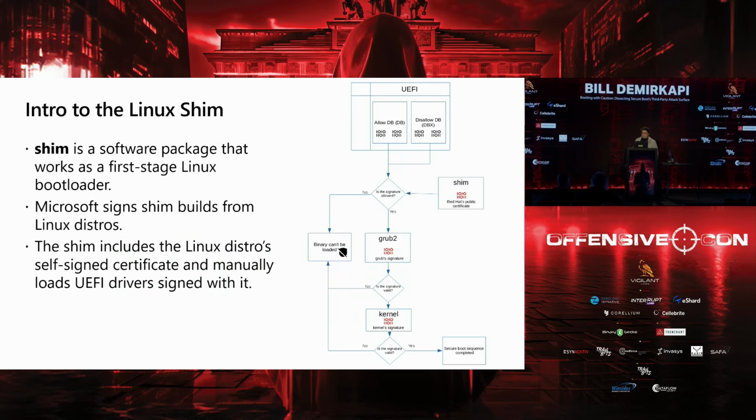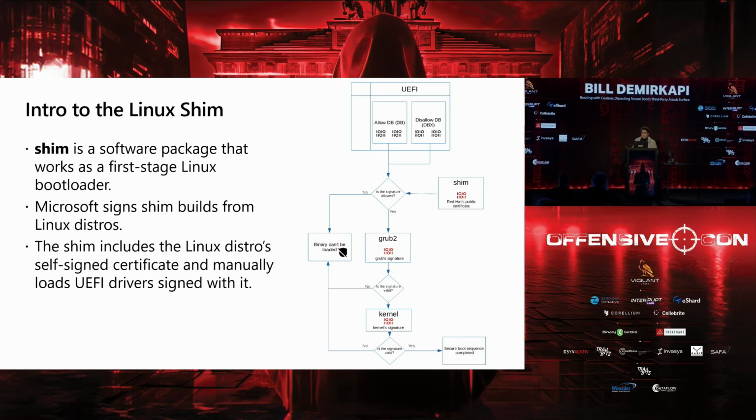Moving on to the Linux Shim. The Shim is a software package that works as a first-stage Linux bootloader. Microsoft signs Shim builds from Linux distributions. And the Shim includes these distributions' certificates, which allows them to manually load UEFI drivers signed without Microsoft's intervention.